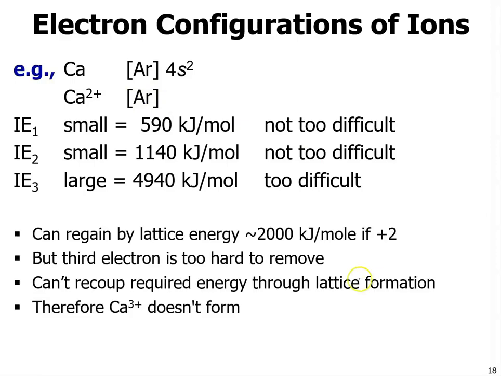We can regain about 2000 kilojoules from the lattice energy if we're at a +2 element. That recovers this initial ionization energy, but it's not going to be able to be recovered with this ionization in the third one. So the third electron is too hard to remove. We're not going to recoup that energy through the lattice energy. So calcium, a +3 calcium, doesn't form.